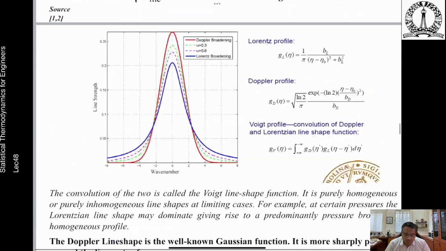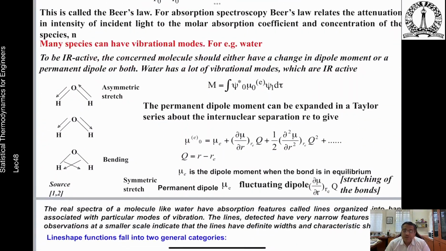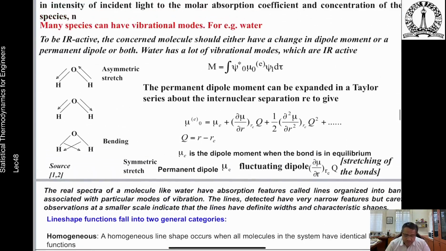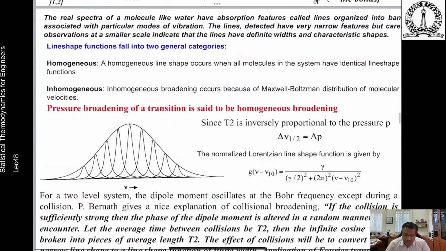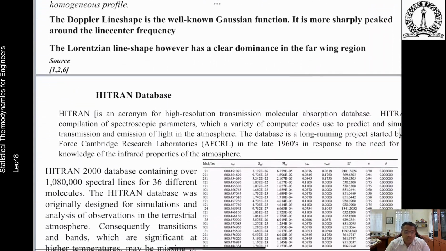And it can be done for water, as we saw that there are various molecular species which have vibrational modes, water being one of them, which has a permanent and a fluctuating dipole. And that is what leads to the large number of IR active bands. So IR spectroscopy is regularly used for water.